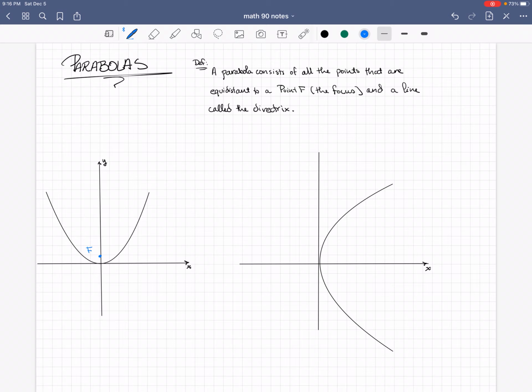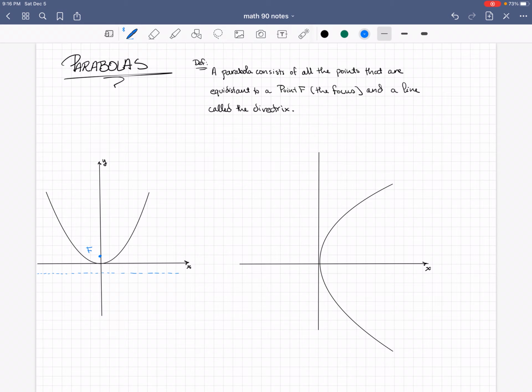And then the directrix. Depending on whether the parabola opens upward or sideways, the directrix is going to be a horizontal or a vertical line. For our purposes, since we're starting with the parabola that opens up first, the directrix is a horizontal line. In the next example, we'll look at a directrix that's vertical because the parabola opens sideways.